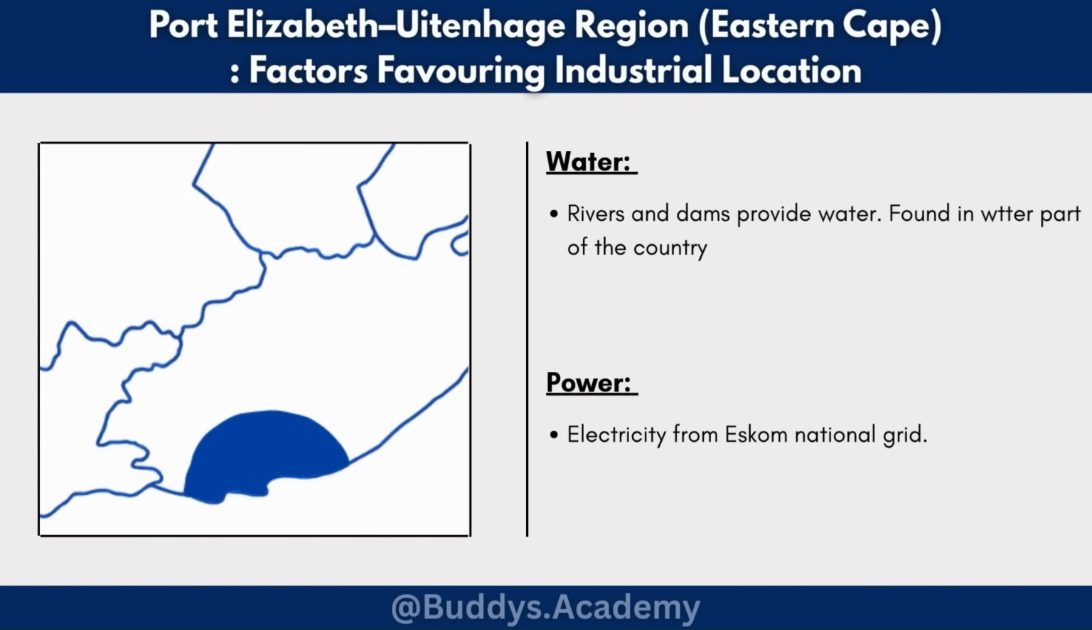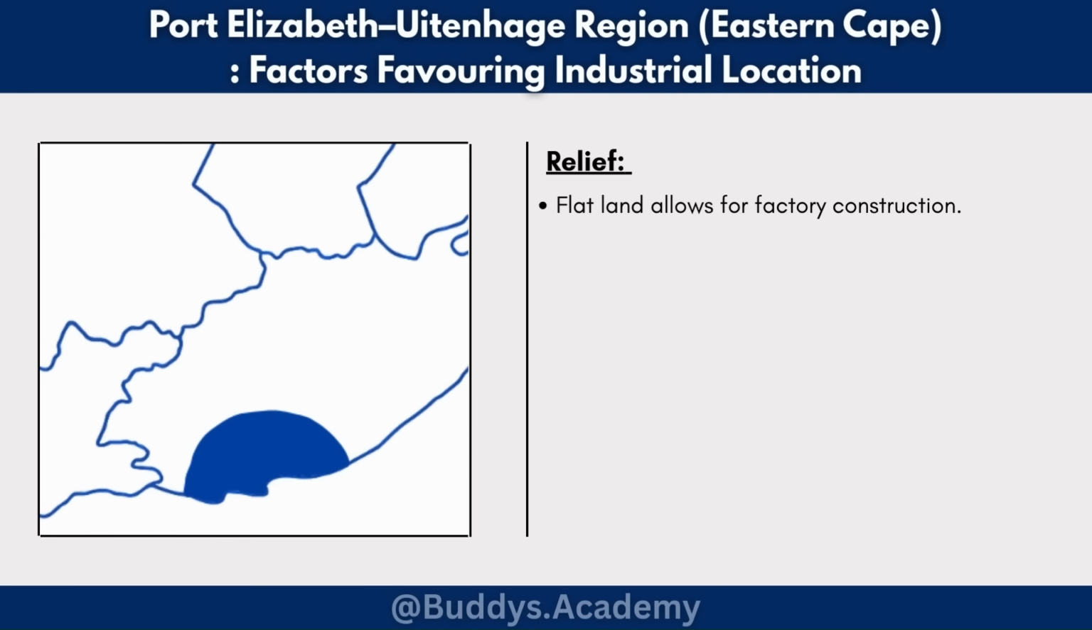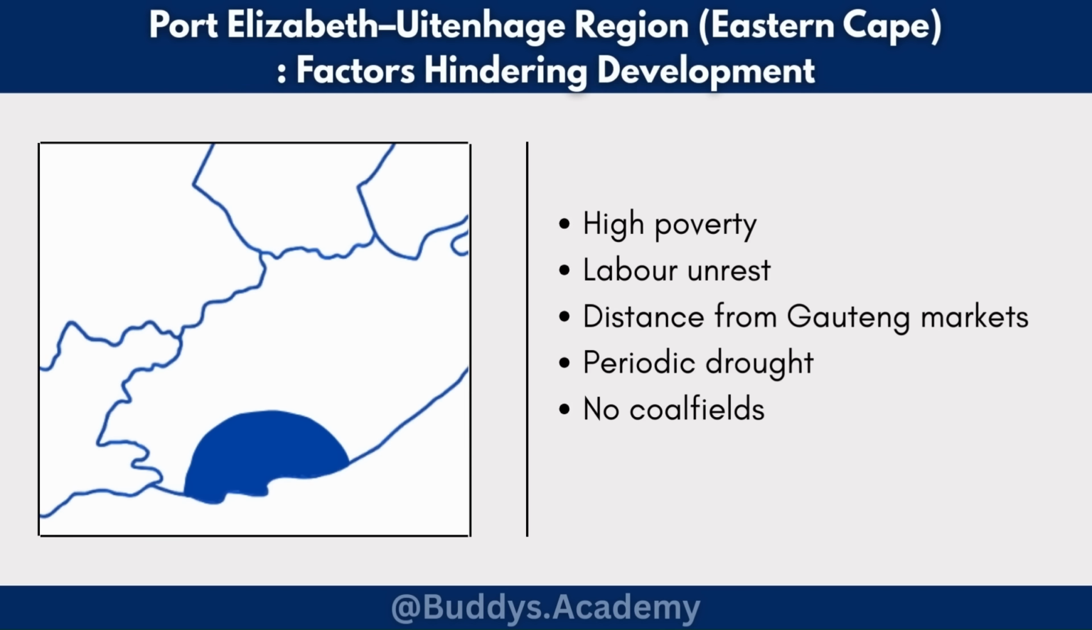In terms of water, your rivers and dams are going to provide the water. And this location is going to be found in the wetter part of the country. In terms of power, again, it's going to receive electricity from the Eskom grid. And in terms of relief, it will have flat land, which obviously will allow for factory construction. Now, when we're looking at your factors that are going to hinder development, we're looking at your high poverty, your labor unrest, and your distance from Gauteng markets. And there's going to be no coal fields, so providing power is going to be an issue.